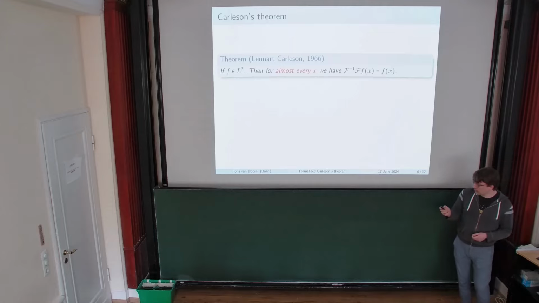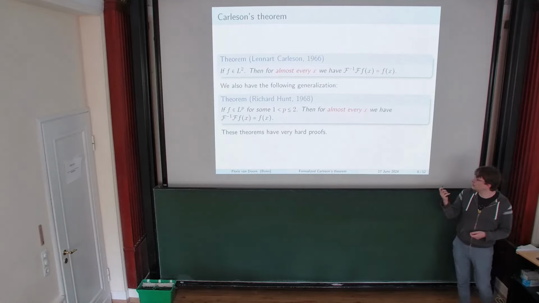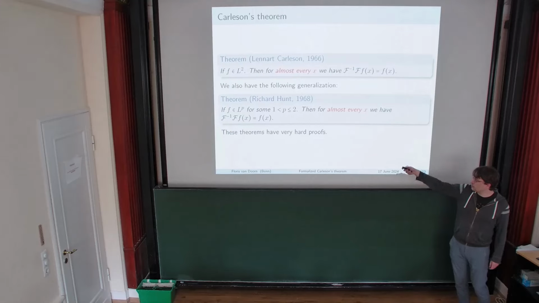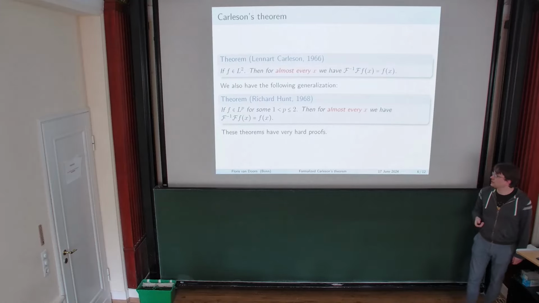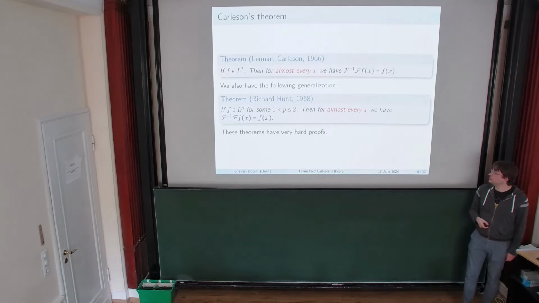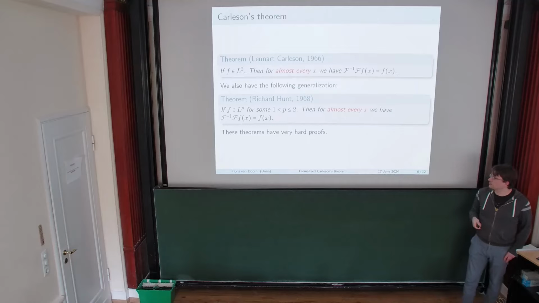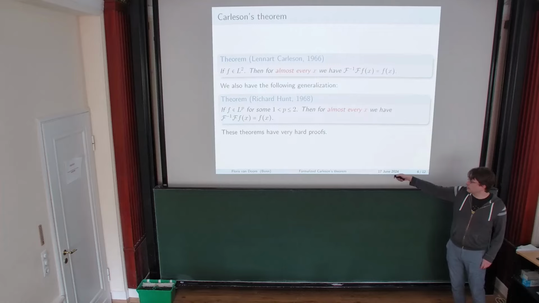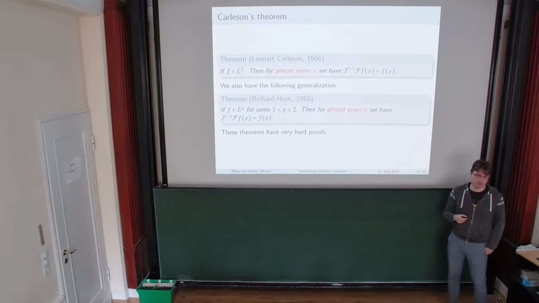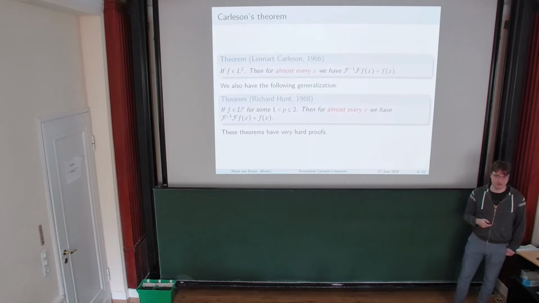And then there's a slight generalization by Richard Hunt two years later, which is that you don't have to require that f is in L2, you can require that f is in L^p for p strictly greater than 1 and less than or equal to 2. And then you get the same conclusion. You can take the Fourier transform again with respect to the L^p norm, and then the inverse Fourier transform pointwise converges almost everywhere to the original function.